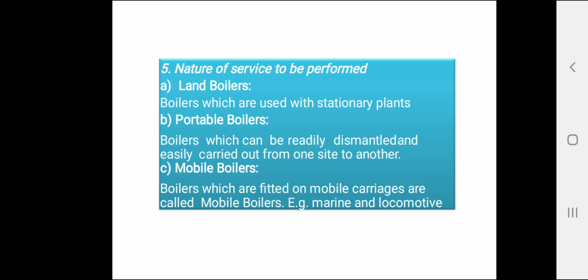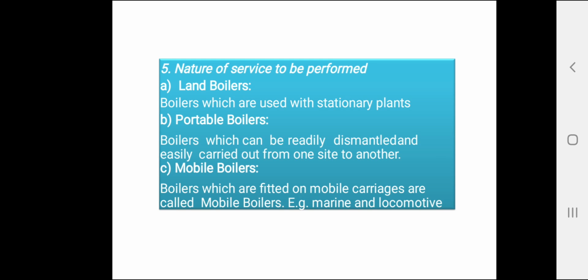Then portable boilers, which can be readily dismantled and easily carried from one site to another. Then mobile boilers, which are fitted on mobile carriages, are called mobile boilers. For example, marine and locomotive boilers.